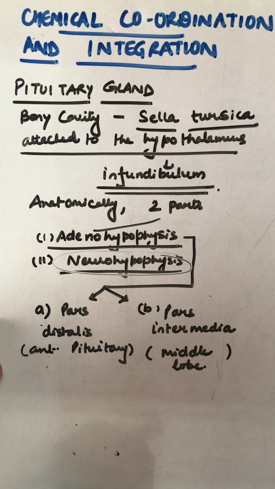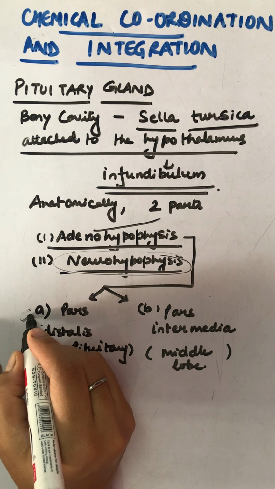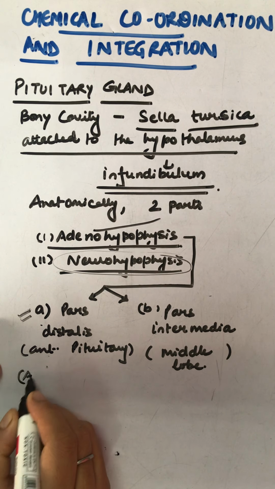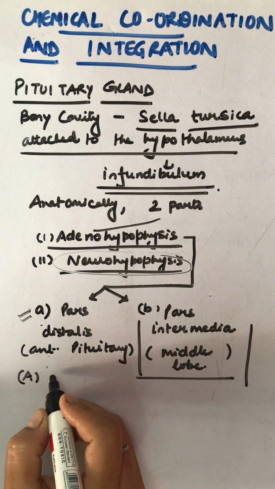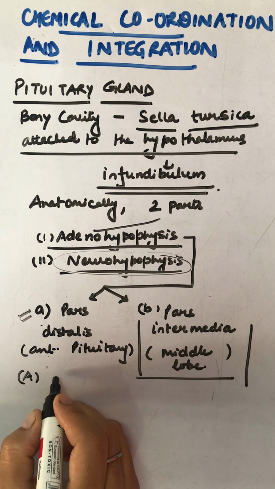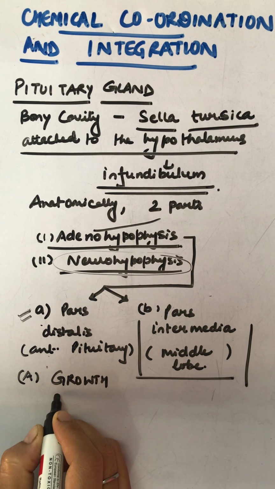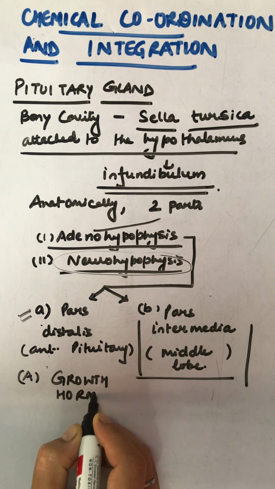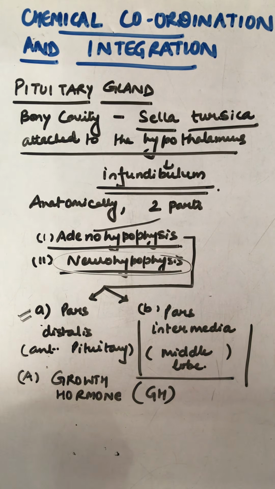Whatever we are going to list right now are the hormones secreted by the pars distalis. So it secretes the following hormones, and the first one is growth hormone, also called GH.